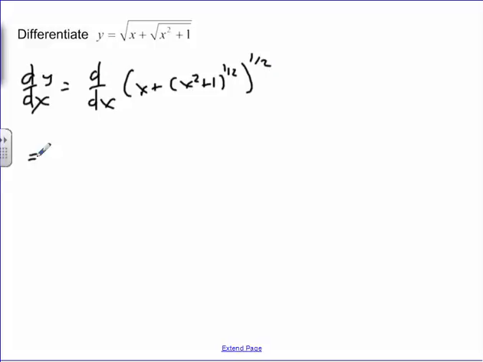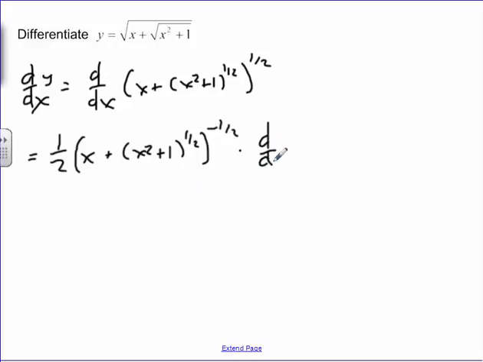If I take the derivative of this big function here, the big mama function, the outside nesting doll, is a 1/2, and then minus 1/2. But the baby has to stay inside. And so our baby in this example is x plus x squared plus 1 to the 1/2. That baby still remains. But I have to take the derivative of the baby, which is x plus x squared plus 1 to the 1/2. I still have to take the derivative of what's left inside.